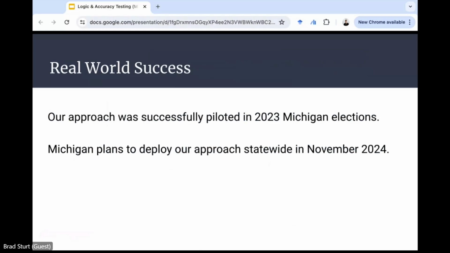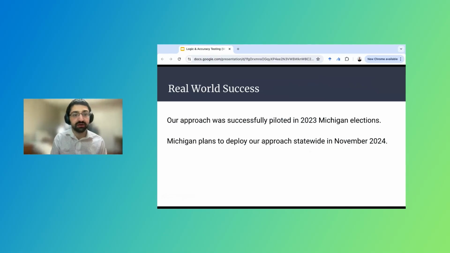I'm going to skip through that. So, the real world impact here. This approach was piloted successfully in a few different 2023 Michigan elections. And then we've been working with Michigan to help them deploy it statewide in November of this year, as well as talking to some other states.